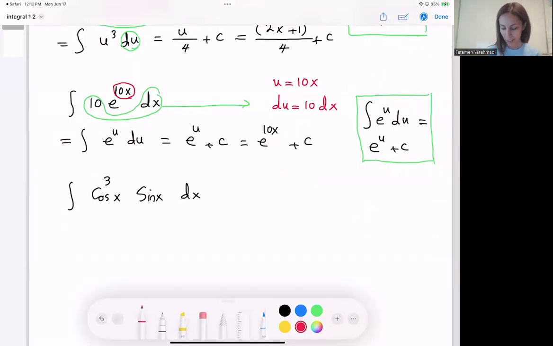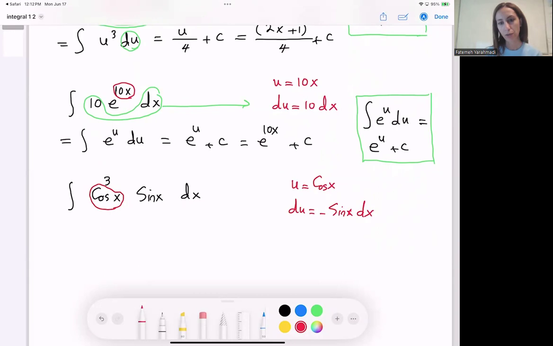What we are going to use as a substitution is cosine. Why? Because it has an exponent, right? Let u be cosine of x. Then as you remember, du is negative sine x dx.